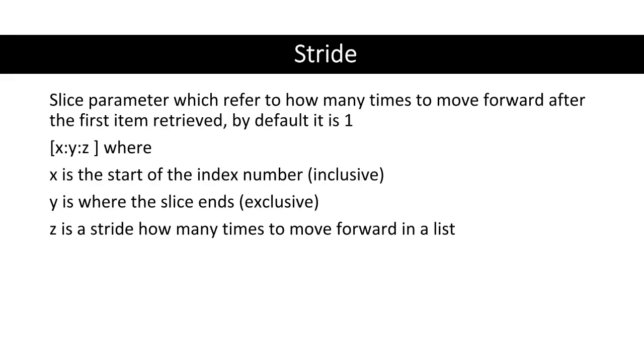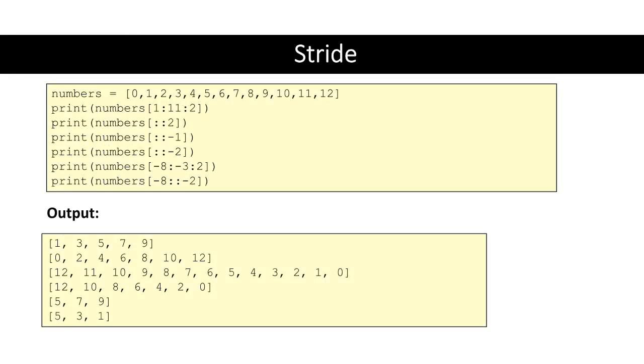Stride in slicing determines the step size. It controls how many elements to skip when retrieving items from a list. These examples demonstrate how stride can be used to skip elements or reverse a list efficiently. For numbers[1:11:2], start at index 1, stop before 11, step by 2, so we skip every other element. Result: 1, 3, 5, 7, 9. And numbers[::-1] reverses the list by stepping backward.